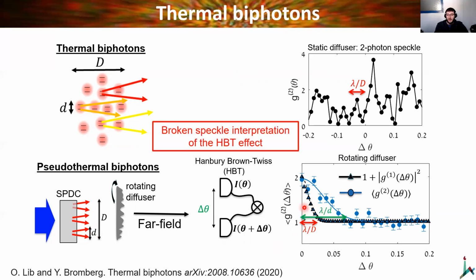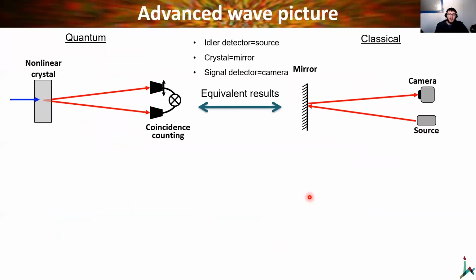So we get two things here that are different. First, the classical speckle interpretation of the HBT effect breaks down, because we cannot say that the photons are correlated only when they are within the same speckle grain. And the Siegert relation is broken, as these two curves do not have the same characteristics.